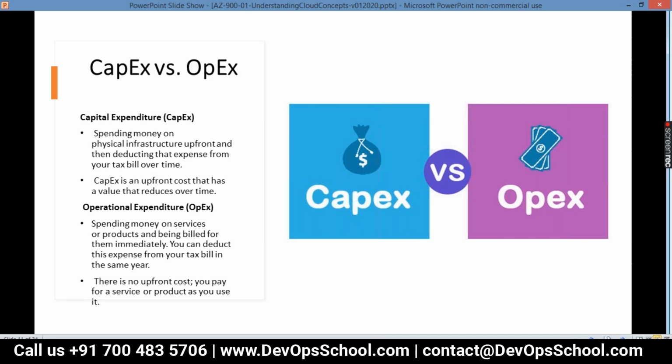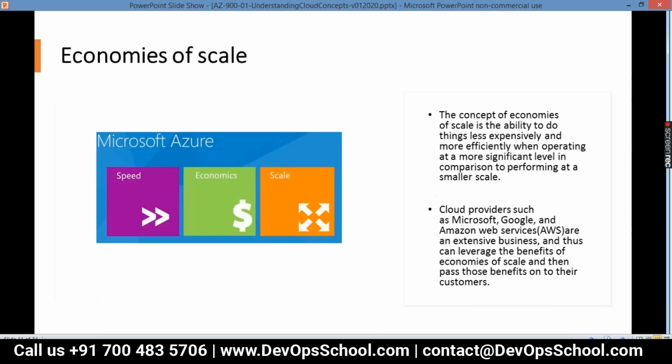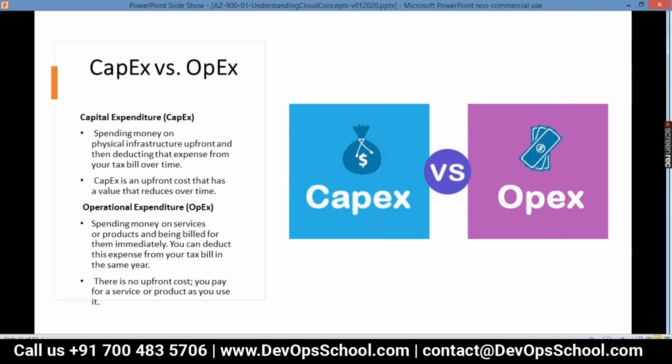These slides are relevant whether you are preparing for AZ-103 or AZ-400. These two are always common. So what is capital expenditure? Spending money on physical infrastructure upfront, then deducting that expense from your tax bill over time. In capital expenditure, an upfront cost is involved.